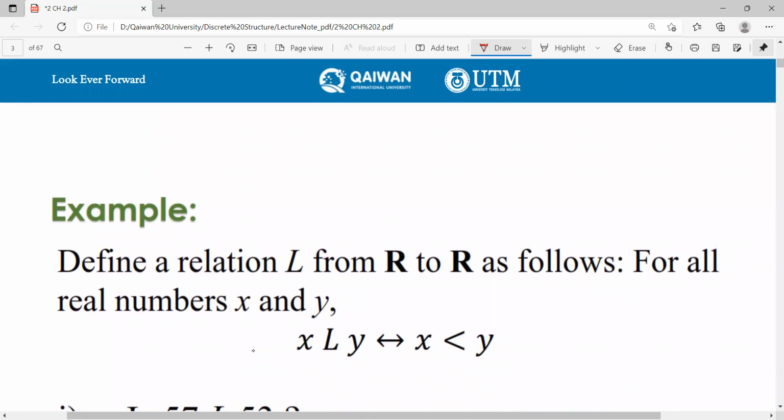It says in this example, define a relation L. L is the relation. In the previous example, the relation was S, but now the relation is L. From R to R. R is the set of all real numbers. These are the real numbers.